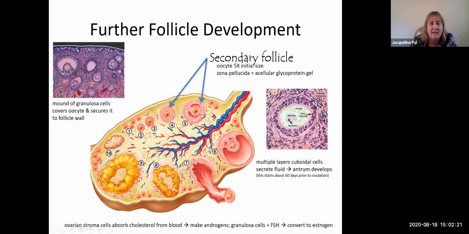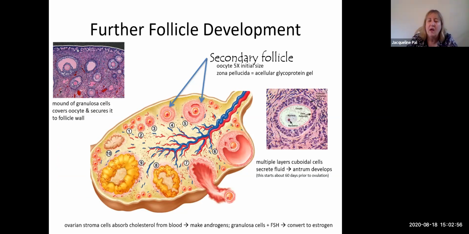So what we see as this secretes fluid, it starts separating the layers of the granulosa cells, and you can see that there's granulosa cells still attached to the zona pellucida, whereas other granulosa cells are still attached to the outside of the follicle. And eventually what happens is you end up with a mound of granulosa cells that covers the oocyte on one side of the follicle, and it actually kind of secures it to the follicle wall there, and the fluid collection kind of increases to the side of it.